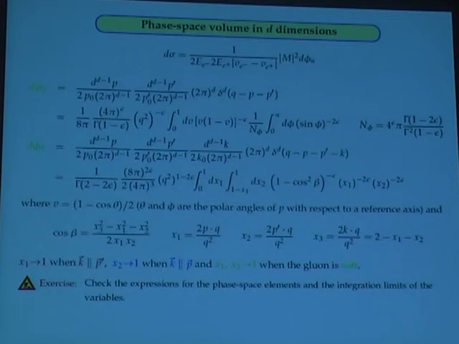x1 goes to 1, and you can check from the expression, when the momentum of the gluon becomes parallel to the other quark. x2 goes to 1 when the momentum of the gluon gets parallel to the quark. And x1 and x2, both at the same time, go to 1 when the gluon becomes soft. Remember that, okay? And here, 10 points, I would say. So let's see who gets the first 10 points out of that, okay?